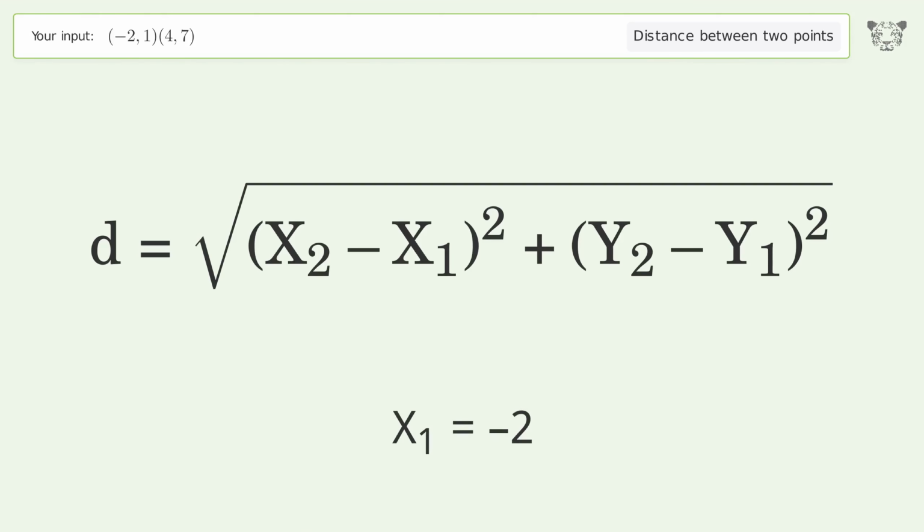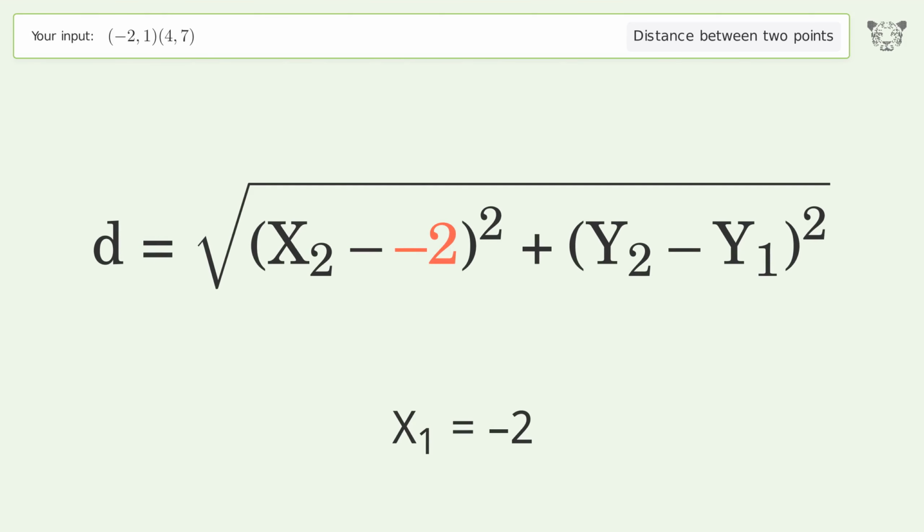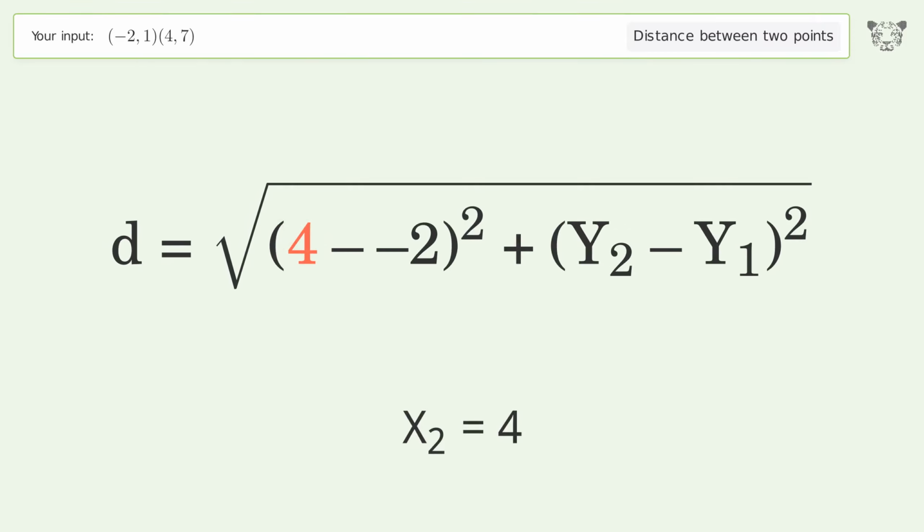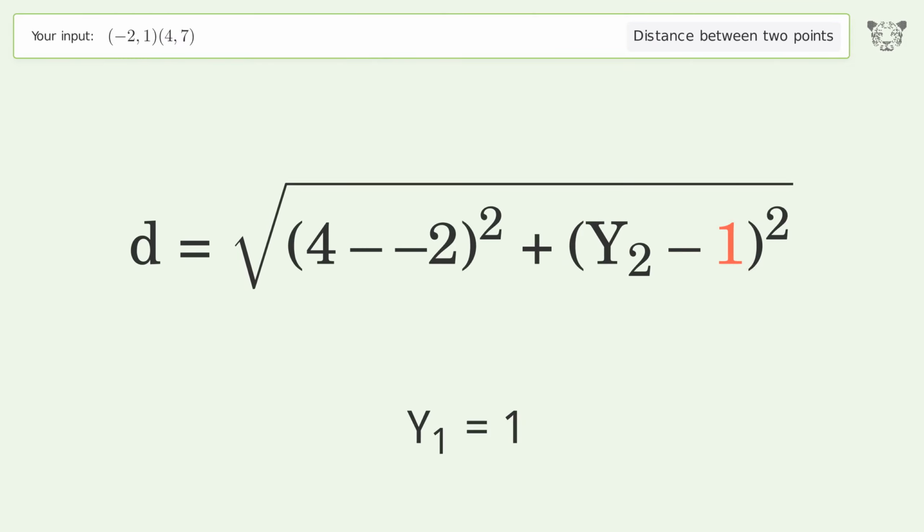x1 equals -2. x2 equals 4. y1 equals 1. y2 equals 7.